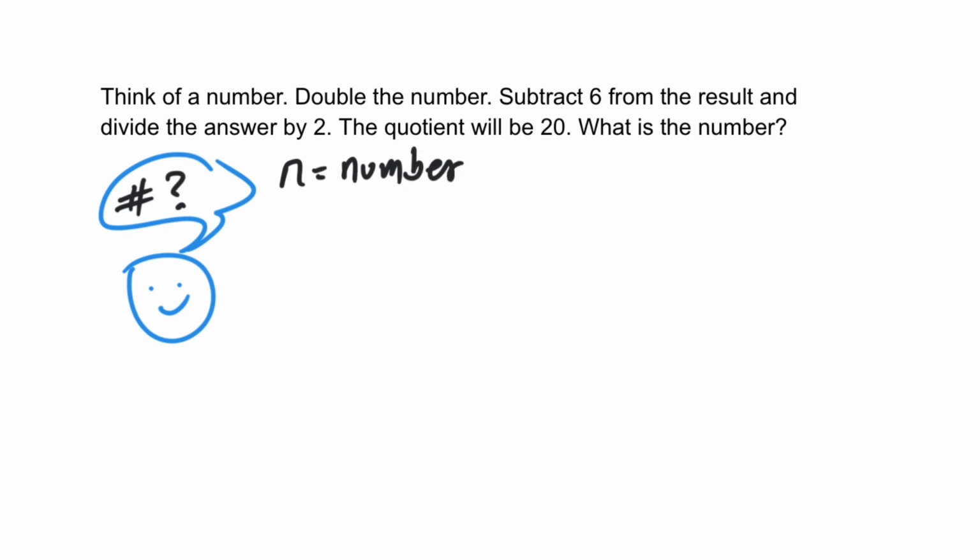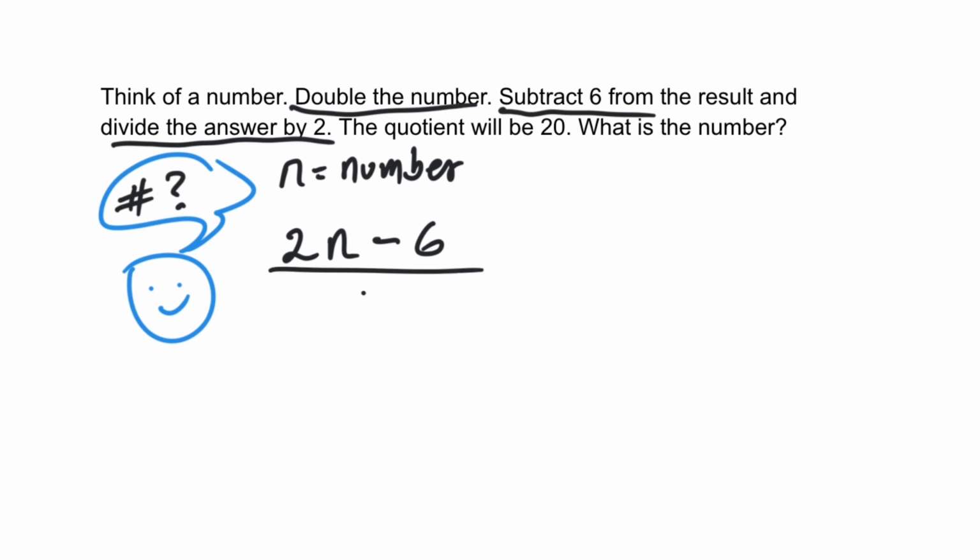Okay, the first thing we need to do is to double the number. So we're going to do twice n. We are doubling the number. Then we are going to subtract 6 from that, right? And then we are going to divide that answer by 2. So this whole thing, we're going to divide it by 2. The quotient, meaning this division right here, is going to be 20. So this will be equal to 20.